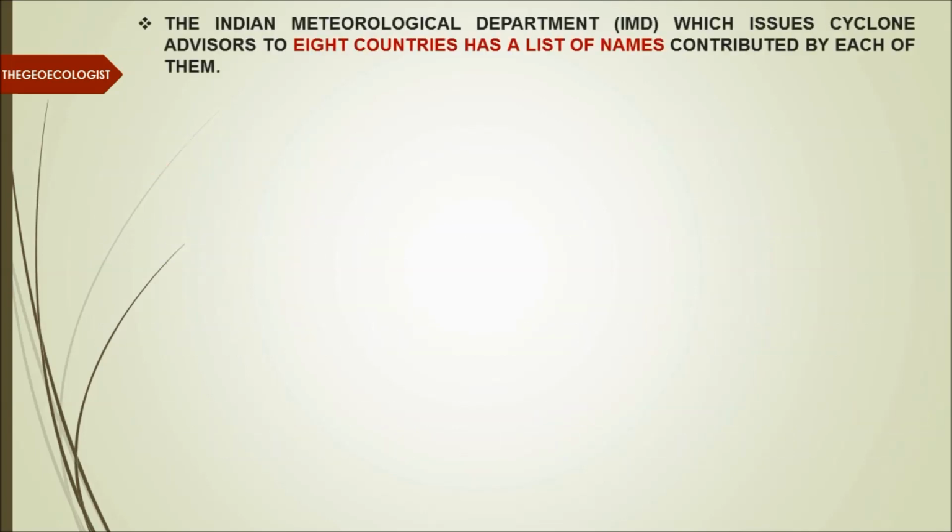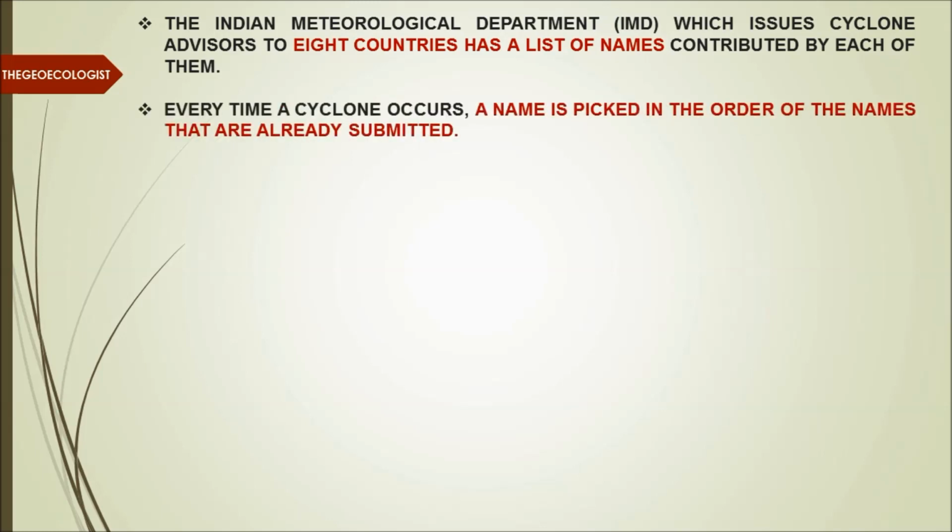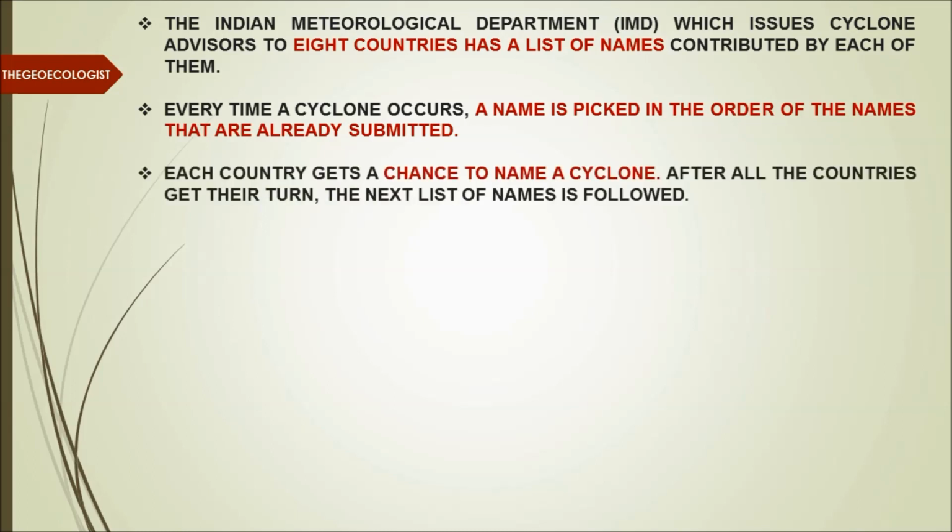Now, the Indian Meteorological Department, which issues cyclone advisories to 8 countries, has a list of names contributed by each of them. Every time a cyclone occurs, a name is picked from the order of names already submitted by these 8 countries. So each country gets a chance to name a cyclone in that region. After all the countries get their turn, the next list of names is followed.